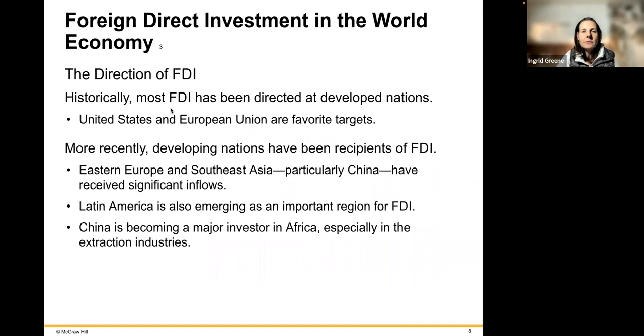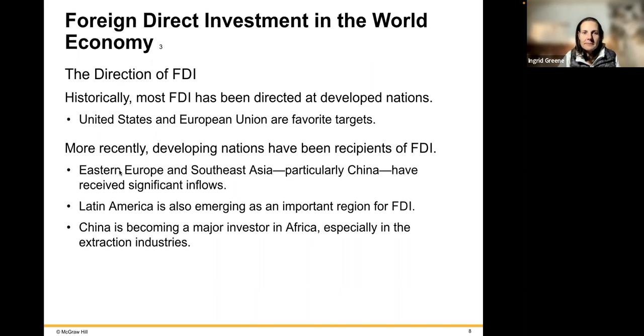So what's the direction of FDI now? Historically, FDI has been directed at developed nations. The US and the EU were favorable targets because they were large. At least the US is large, wealthy, and has a stable economy. But more recently, as we'll see again and again in this course, developing nations have been recipients of FDI.